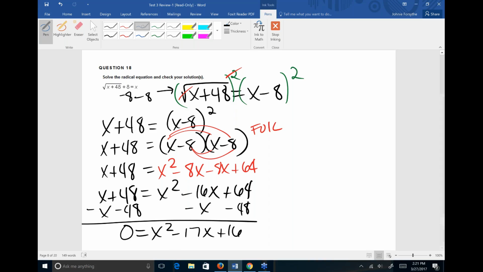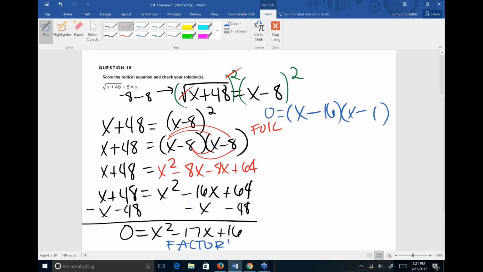So now I need to factor. I'm going to set it up: x and x equals 0. The leading coefficient is a 1, which is great. Those are easier to factor. My first sign is a negative. That's going to be my first sign in the binomial. And I'm going to multiply the signs in the trinomial to get the next sign. That's also going to be negative. So I need two numbers that will multiply to give me 16 and add, because 16 is positive, to give me 17. So that's 16 and 1.